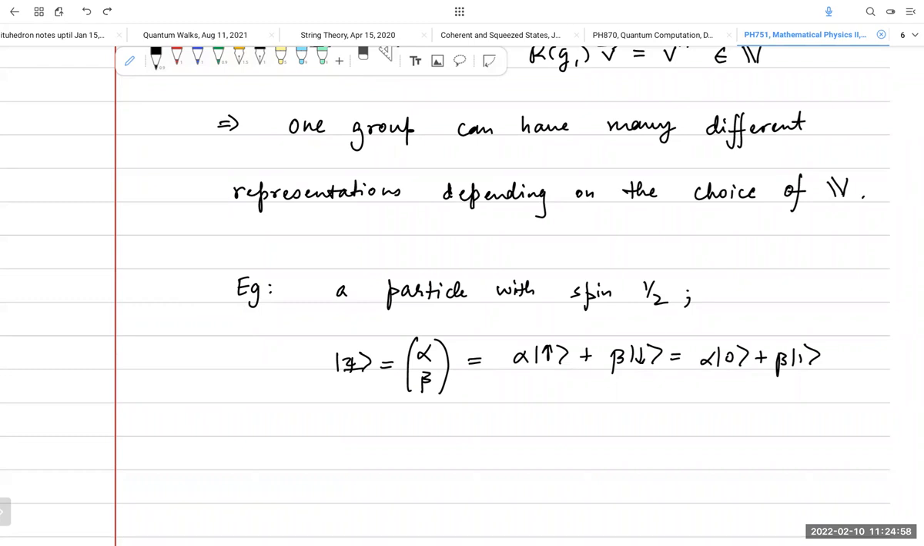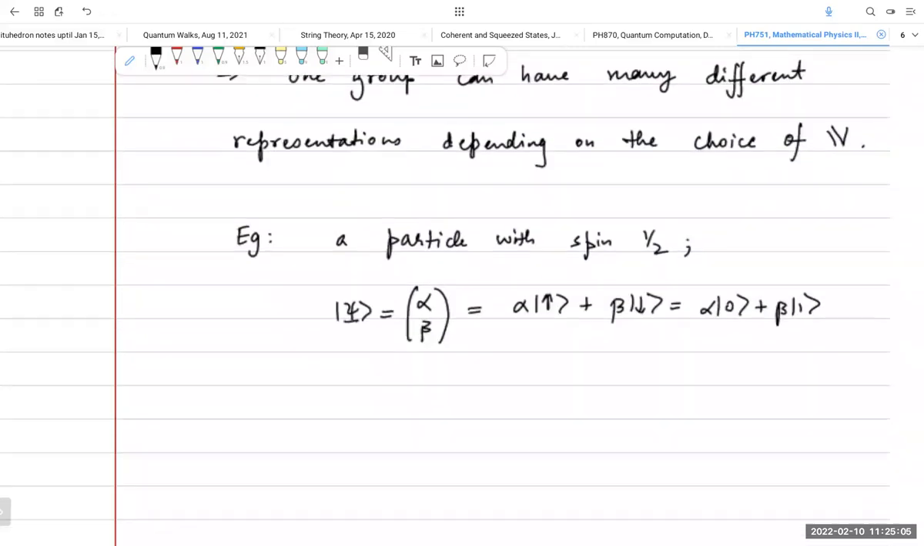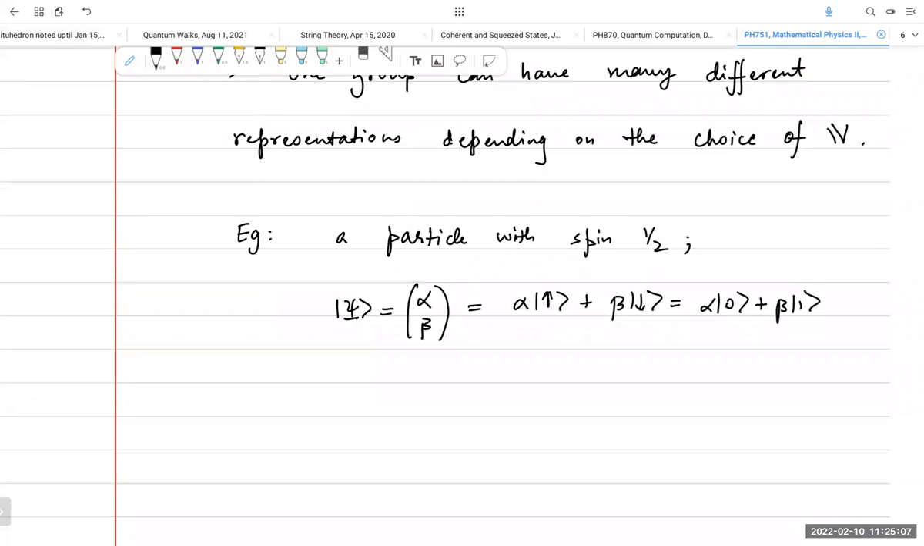So in the example that I'm going to give you, for instance, a group of rotations, you can have an observer in a lab, and there is a spin 1/2 particle. This spin 1/2 particle is described by a state psi. Now, this observer performs a rotation of the experimental apparatus.